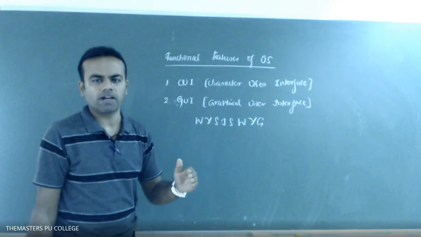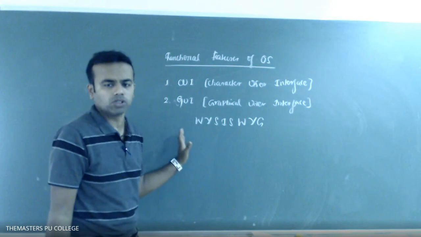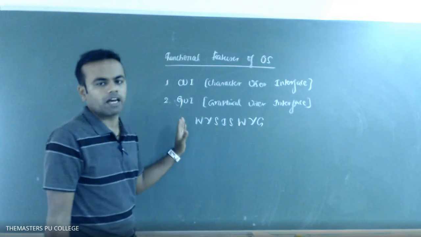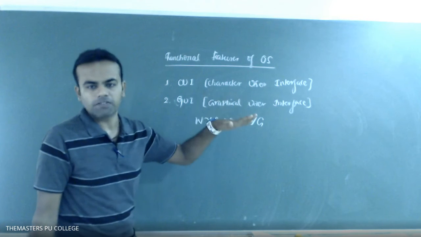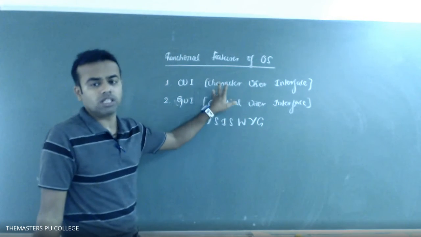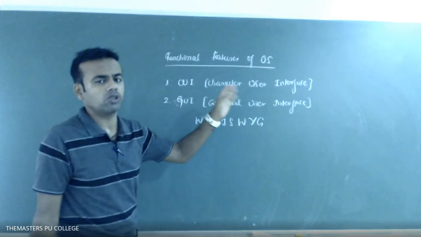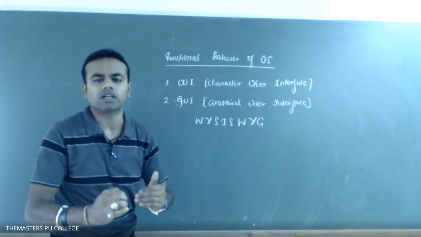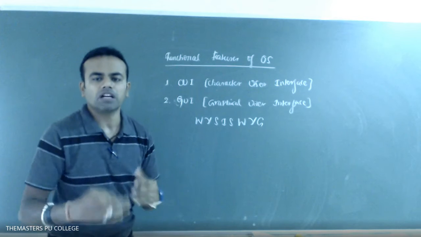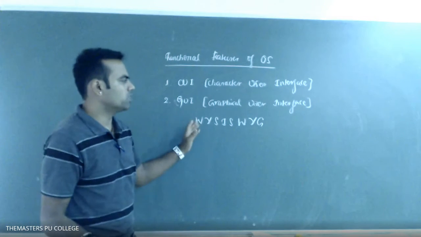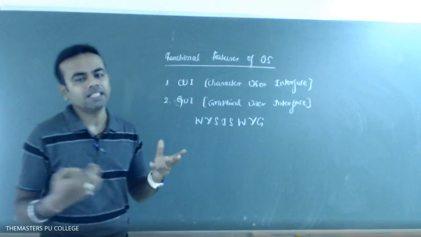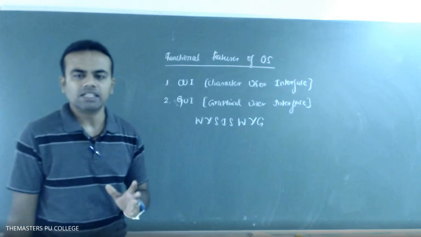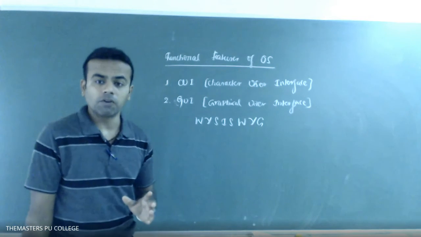And all the modern day computers, including the Windows operating system, use this characteristic, the graphical user interface. In the disk operating system, we use the character user interface. We need to interact with the computer system only with commands. But here we can use the mouse and the keyboard for the operation. Is that clear, everyone? Yes, sir.